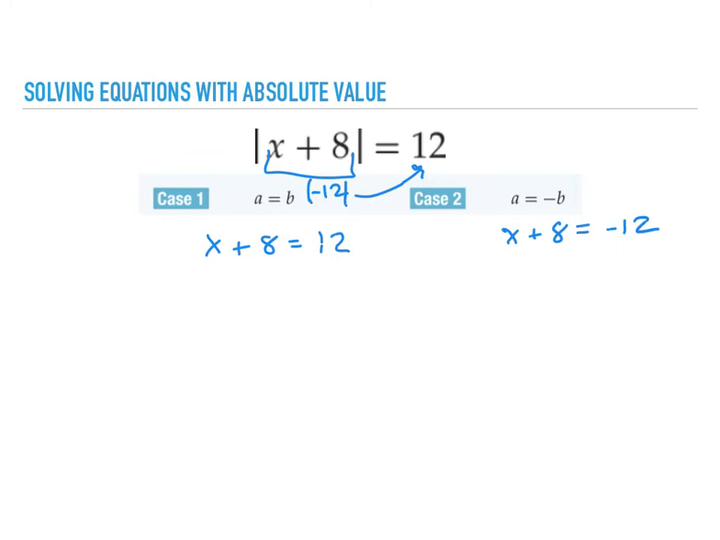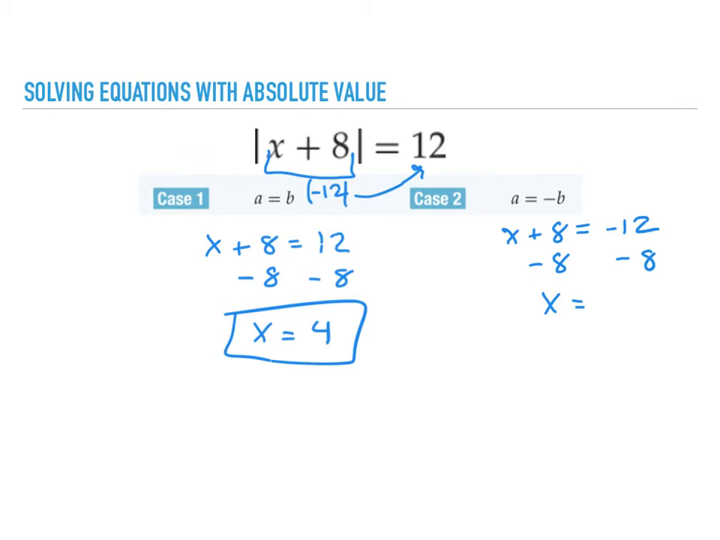What do we do to solve in our first case, x plus 8 is equal to 12? Subtract 8. So what do you get for x here? 4. Awesome. Now what do we do in our second case? Subtract 8. But here we have negative 12 minus 8. What's negative 12 minus 8? Negative 20. So our 2 answers here are 4 and negative 20.